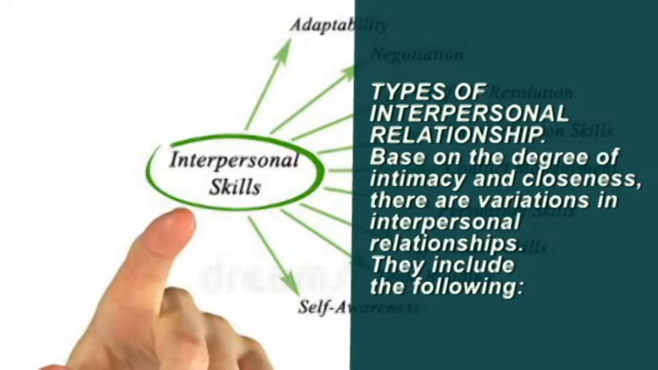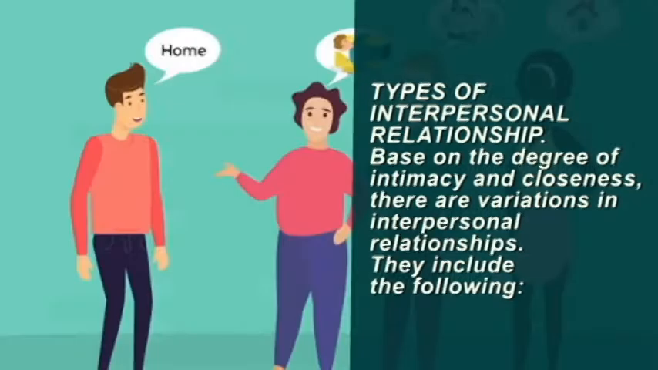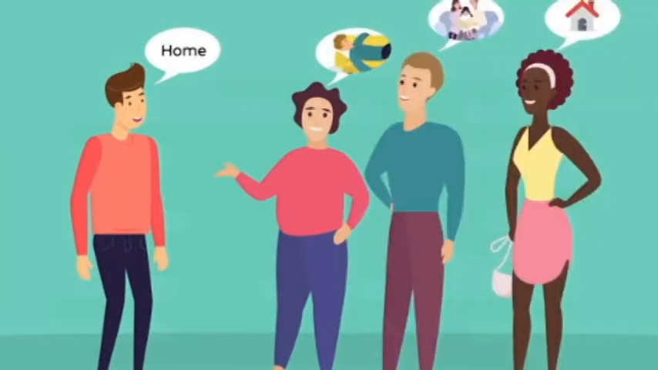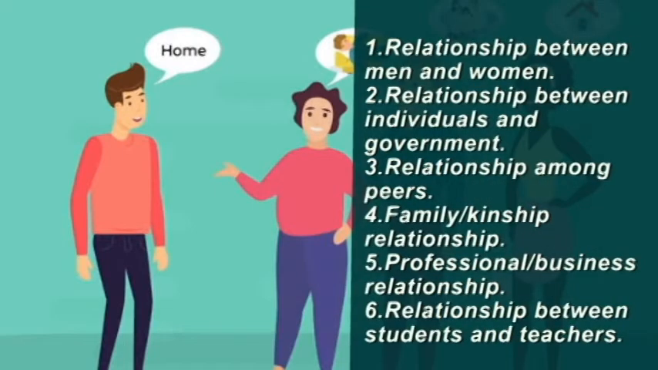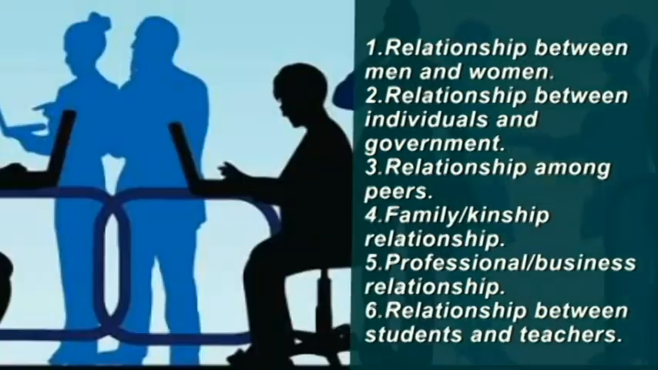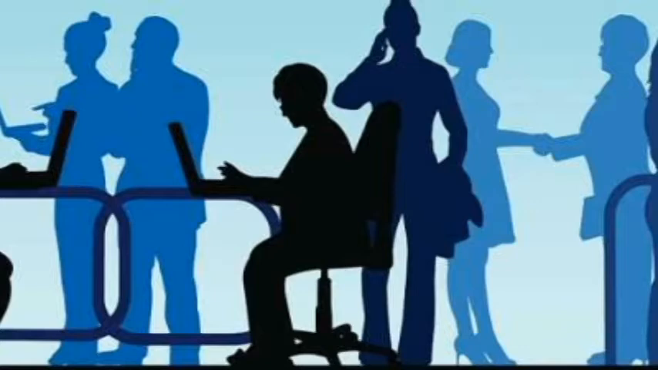Let us look at types of interpersonal relationship. Based on the degree of intimacy and closeness, there are variations in interpersonal relationship. They include the following. One is relationship between men and women. So of course, in every organization, there are men and women. So there are a lot of relationships that occur between men and women, either as husband and wife, or as co-workers, or as colleagues, or as two adults who are in a relationship.